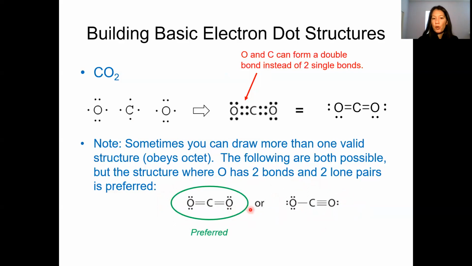However, this is preferred. I know it's preferred because oxygen in general prefers 2 lone pairs and 2 bonds. Here you have oxygen with 3 lone pairs and a bond, or 3 bonds and 1 lone pair. So both are correct. Eventually what we'll learn is this is preferred. These are actually what are called resonance structures, and they can both make a contribution to the overall structure, but the major contributor to the structure is this one.